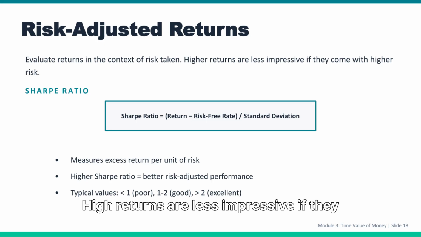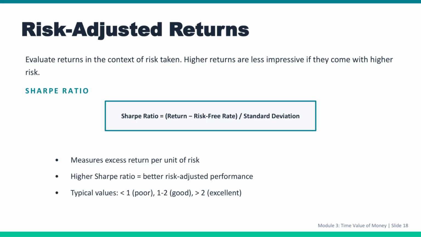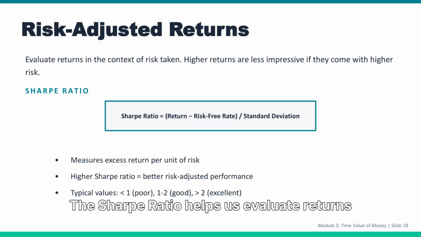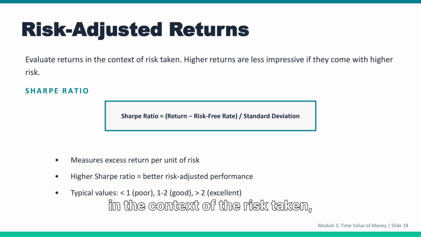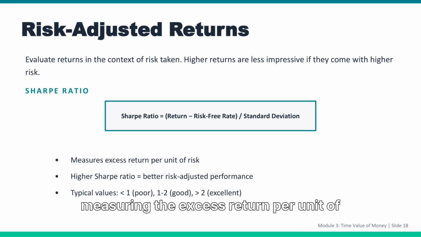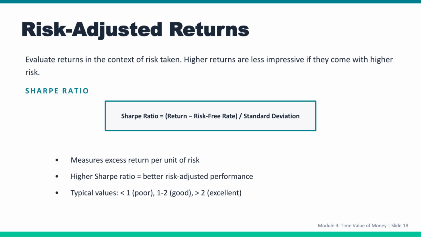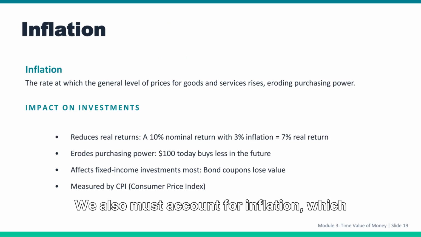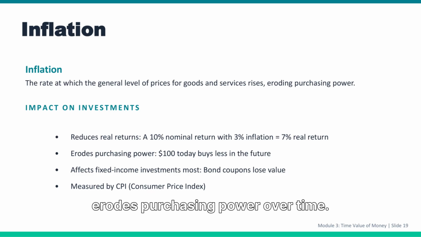High returns are less impressive if they come with massive risk. The Sharpe ratio helps us evaluate returns in the context of the risk taken, measuring the excess return per unit of volatility. We also must account for inflation, which erodes purchasing power over time.